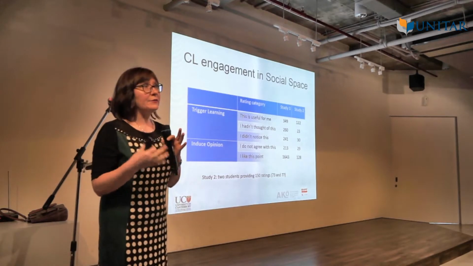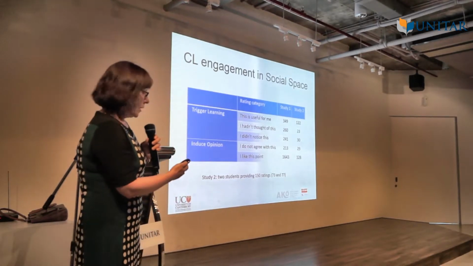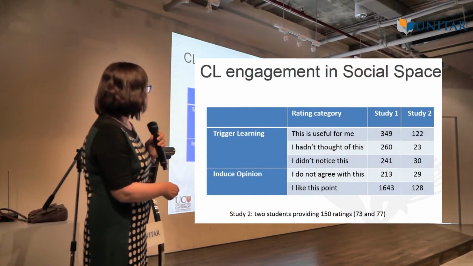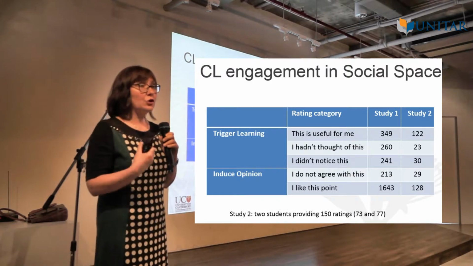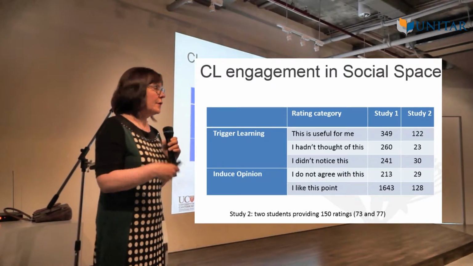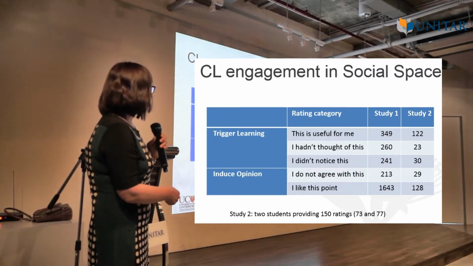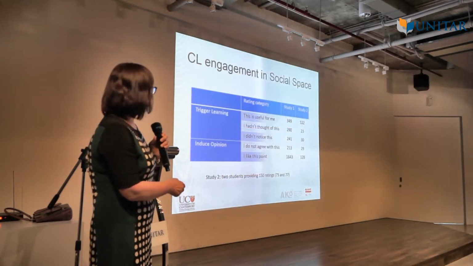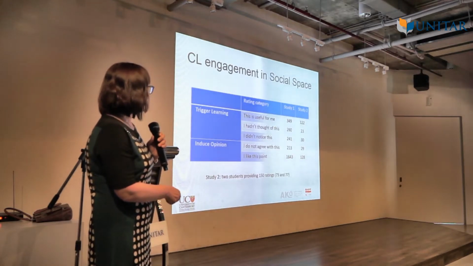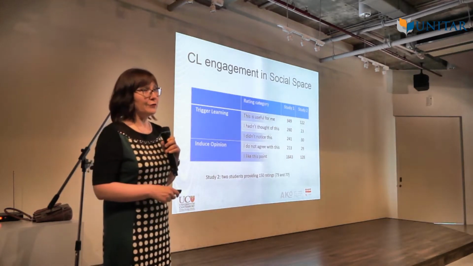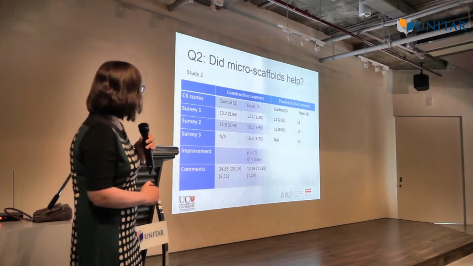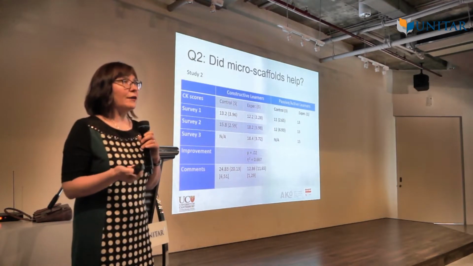Now, if you look at the ratings, what happened with the ratings? There are five different categories for ratings, and basically we group these three as rating categories that show that there was learning during the social phase. And the other two, basically these are ratings that induce opinion. And you can see the number of ratings for study 1 and also for study 2. Now, what was interesting in study 2 is that there were two students who jointly provided 150 ratings, which is the majority of all the ratings here.